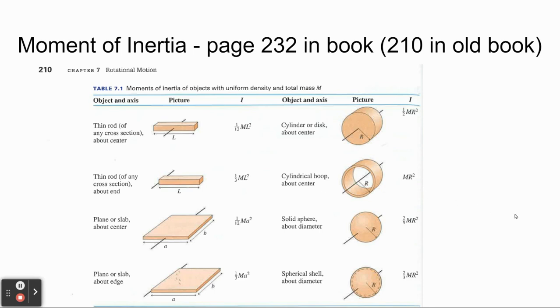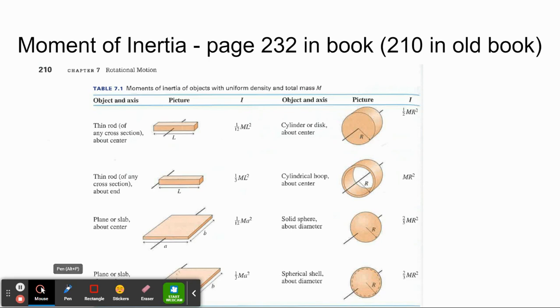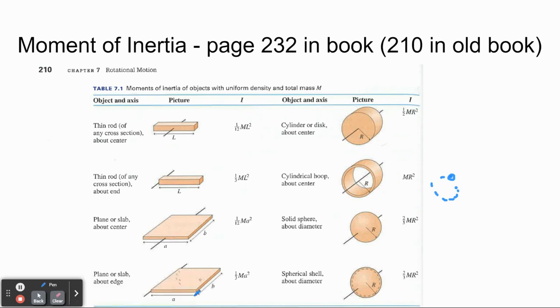In your textbook, you have a table of all of these things. The only one that you need to memorize is the cylinder or disc, which is 1/2 mr squared, which is the one we just talked about. And then the cylindrical hoop, and this would also be for if you have just a ball going around in a circle. That would also be mr squared. And these are the only 2 that you should memorize. The rest of these will be given to you in the problem if you need it. Or you should be able to qualitatively tell me which one has a bigger moment of inertia.